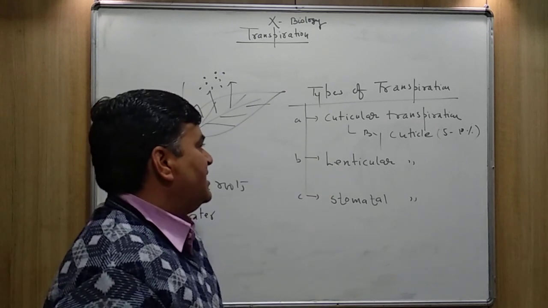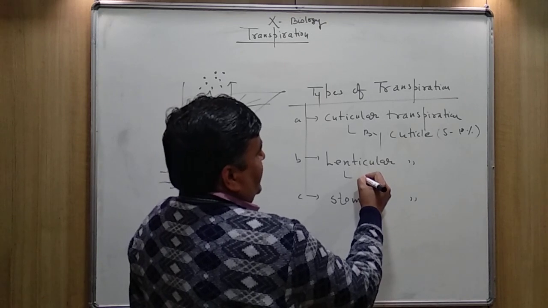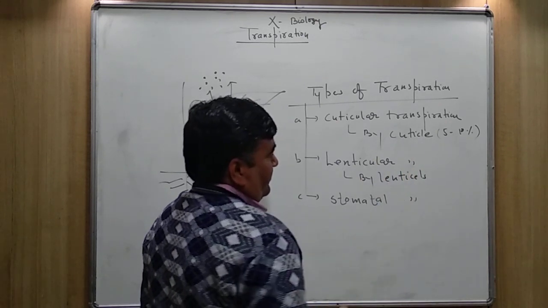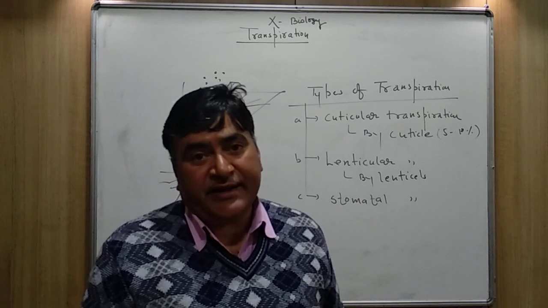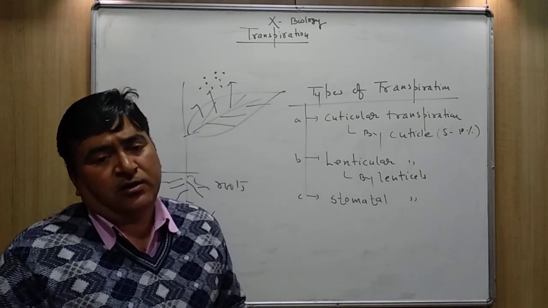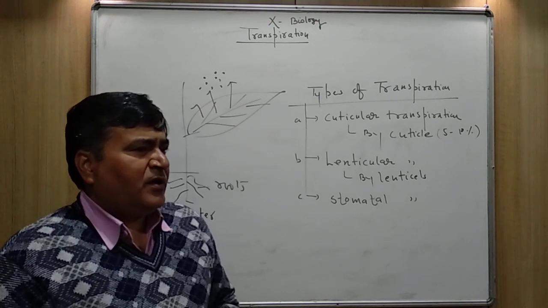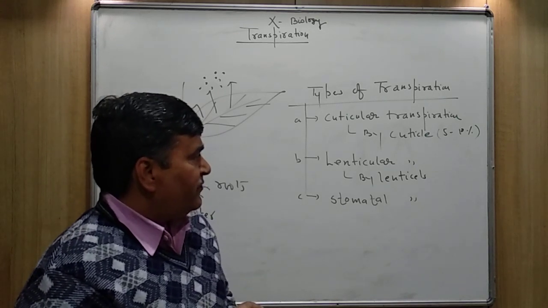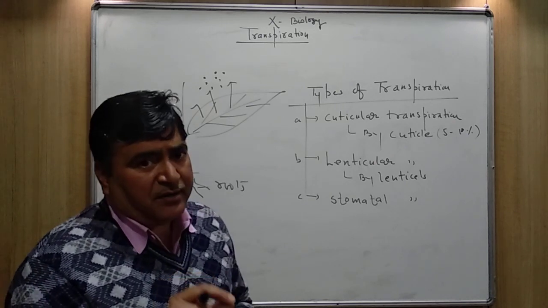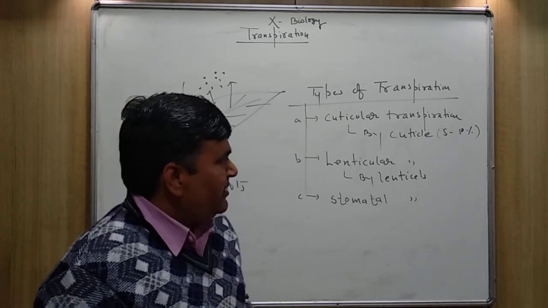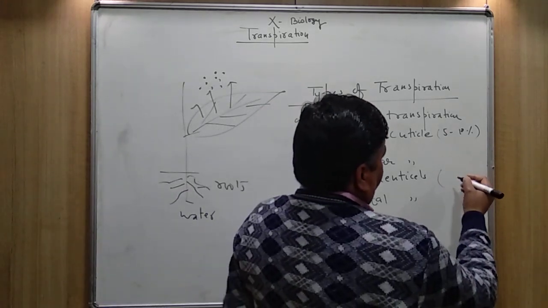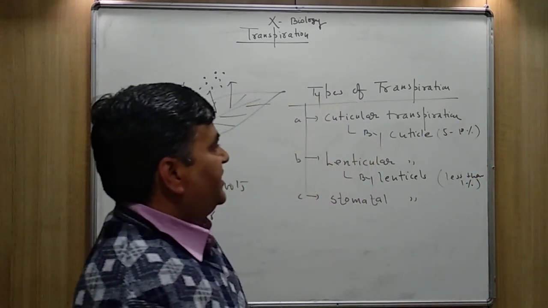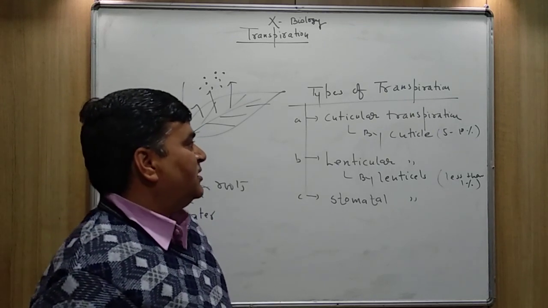Now the second one is the lenticular transpiration. Lenticular transpiration takes place through the lenticels. Now there is a question, what are lenticels? The lenticels are the minute, it means the very small apertures present on the bark of the stem, in the old stem, and less than 1% of water also gets lost through the lenticels.